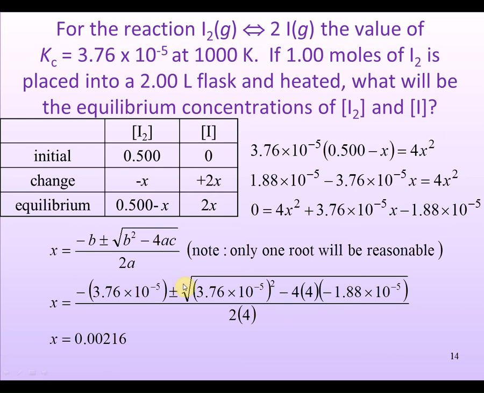As we use the quadratic equation, remember the coefficient from the x squared, this 4, would be our a, the 3.76 times 10 to the minus fifth will be our b, and the negative 1.88 times 10 to the minus fifth will be our c. So we're just simply substituting in there and solving for x. And so our x value turns out to be 0.00216.